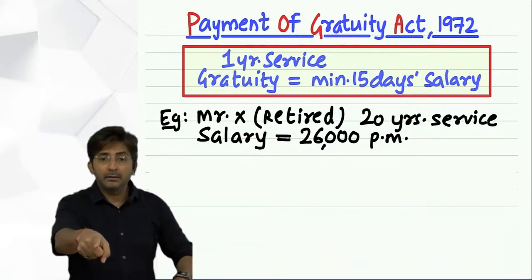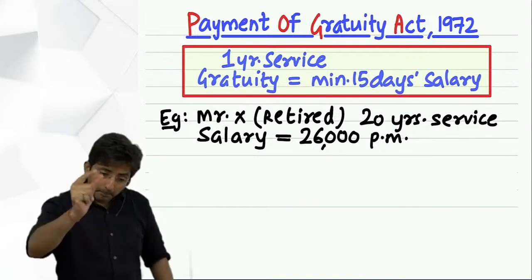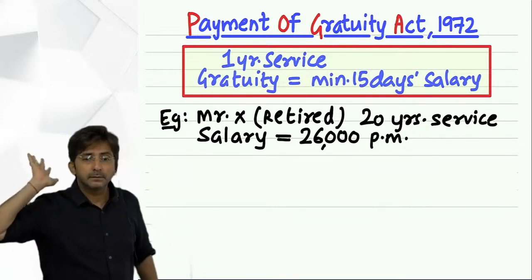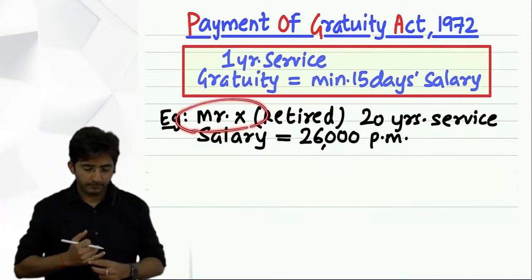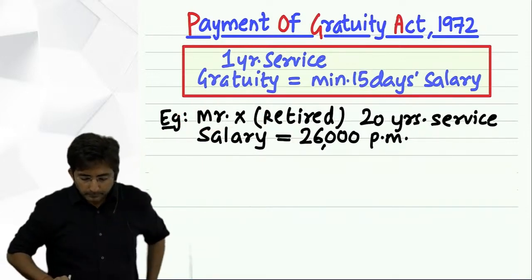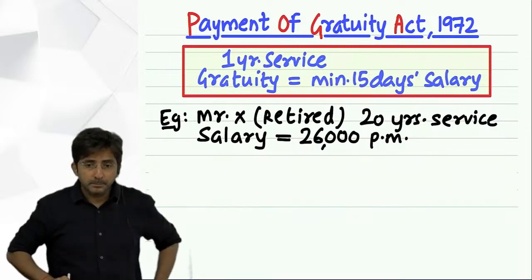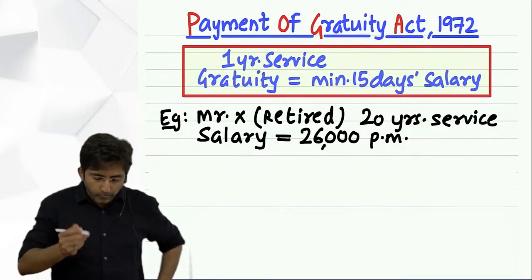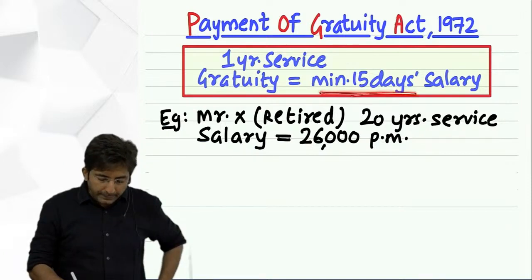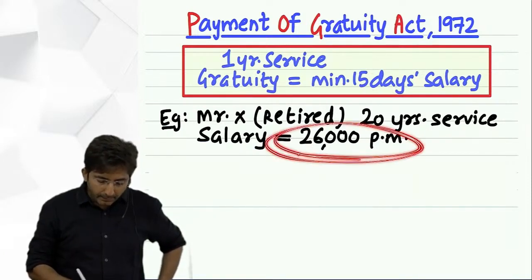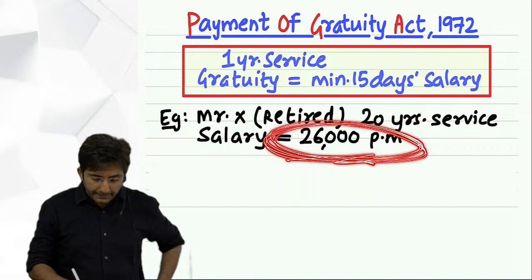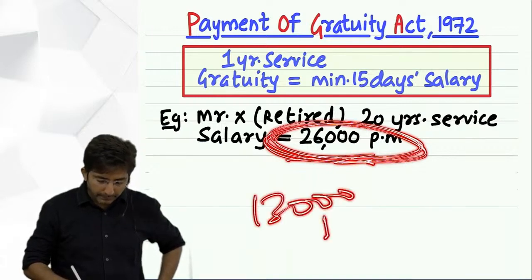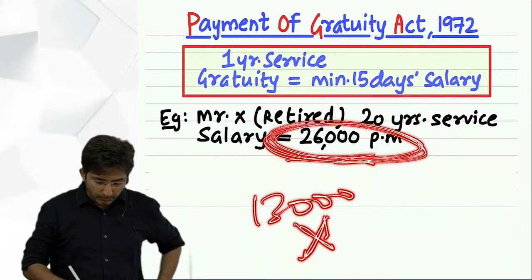What is your right? For every year of service you should get a minimum of 15 days. So tell me, what should be the right of Mr. X? How much should he get? 260 or more. How much? 260. So see, how did you do it? 15 days' salary should be given. But is this 15 days' salary or a full month? Full month. So normally what you will do, this is a full month, so 15 days will be 13,000. Correct. And this 13,000 you will multiply by 20 years of service.